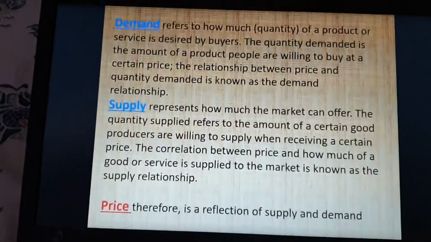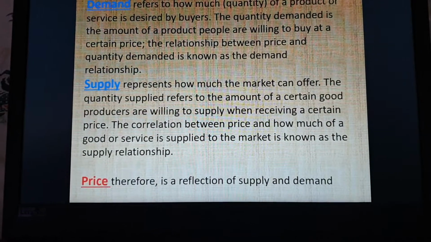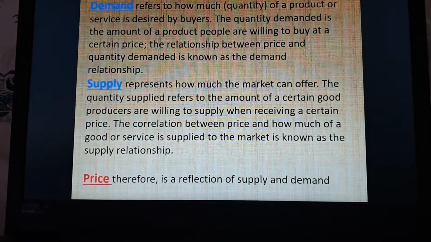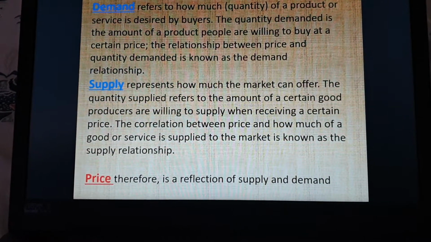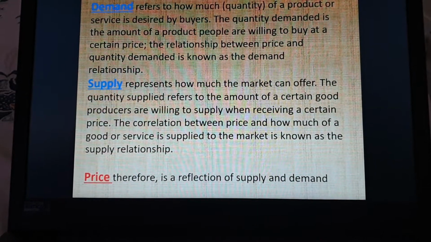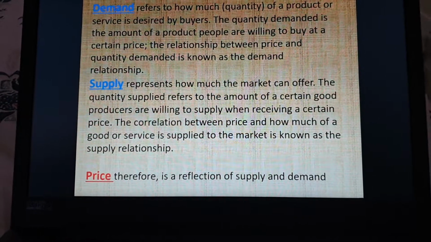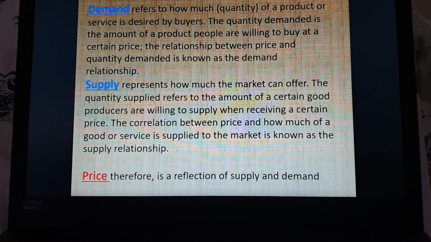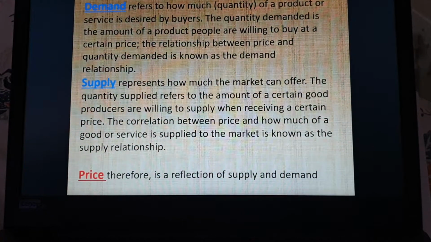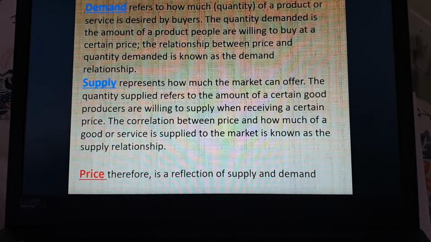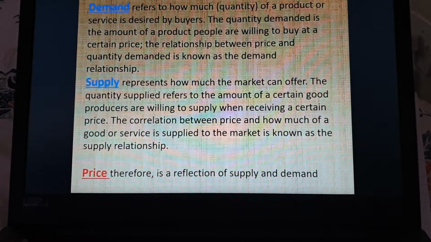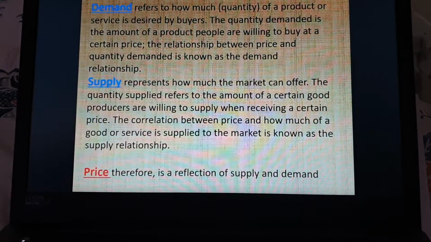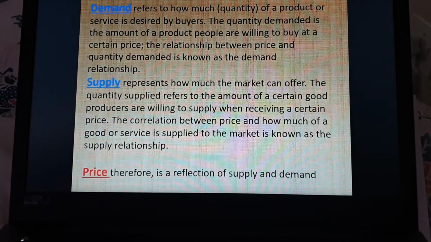So first of all, demand refers to how much the quantity of a product or service is desired by the buyers. The quantity demanded is the amount of a product people are willing to buy at a certain price. The relationship between price and quantity demanded is known as the demand relationship. Then supply represents how much the market can offer. The quantity supplied refers to the amount of a certain good producers are willing to supply when receiving a certain price. The correlation between the price and how much of a good or service is supplied to the market is known as the supply relationship.